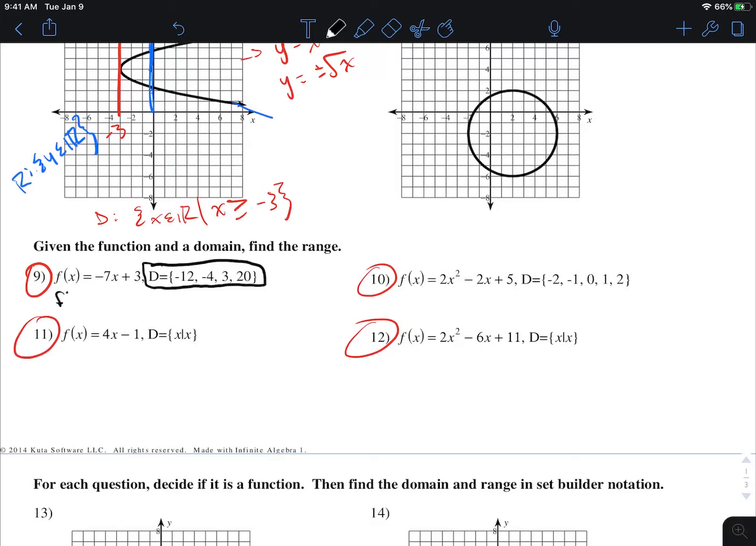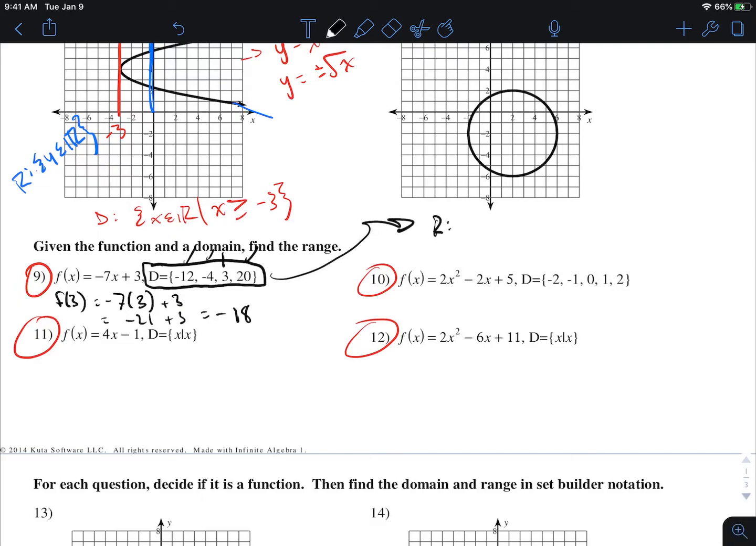So if you do this, if I plug in, we'll pick one of the easy ones, like 3, okay? So I'll do this one here, right? -7 times 3 plus 3 is going to equal -21 plus 3, which is equal to -18, right? So that would be one of the range values, right? I just continue doing that for each of these until I got them all, right? And then I would list them.